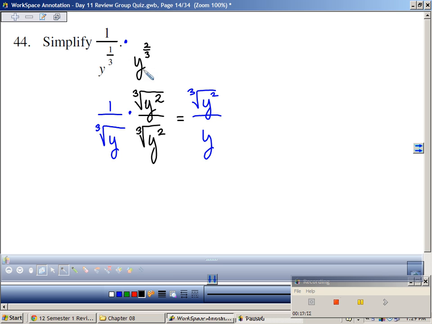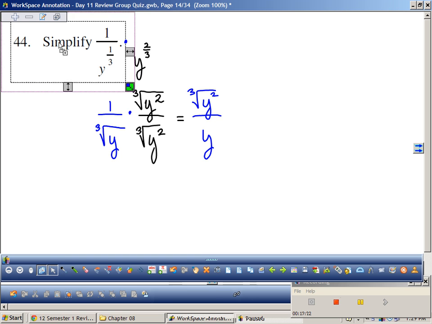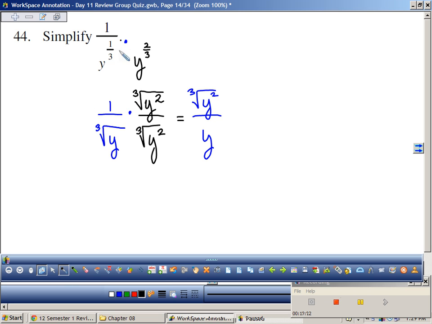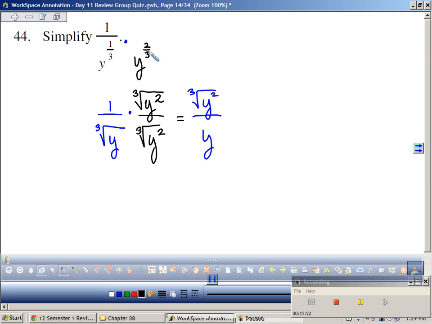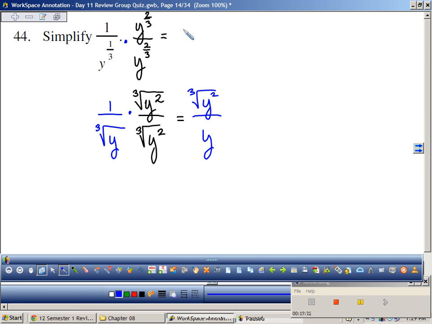2 over 3. If they have common bases, I combine exponents, right? So isn't 1/3 plus 2/3, 3/3? Isn't that what I multiplied here by 2/3? The same thing. So I can multiply by y to the 2/3, which equals y to the 2/3 over y.